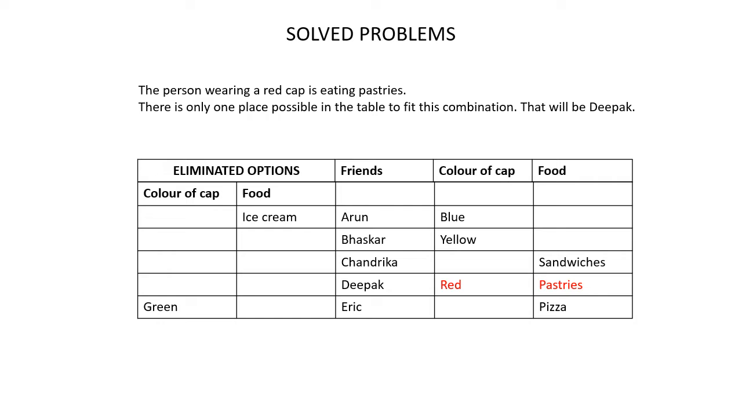So the only place possible to fit this combination of red cap and pastries is for Deepak. So write red under color of cap and pastries under the food for Deepak. So Deepak is wearing a red cap and is eating pastries.